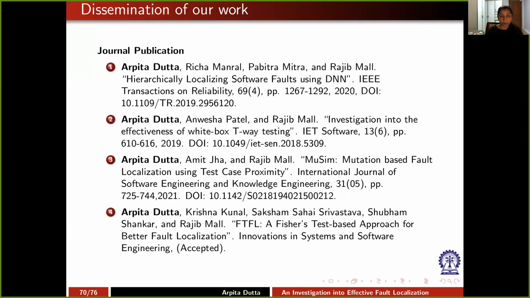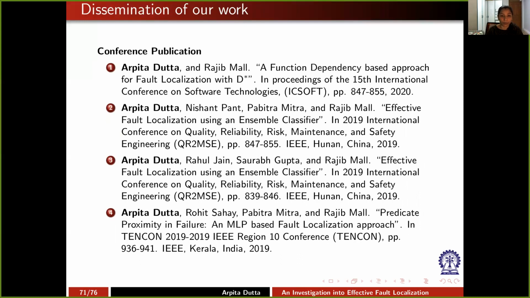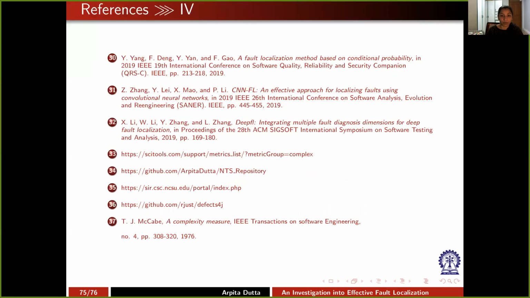And these are the journal publications we got from this work, and the conference publications. These are the references we have used.